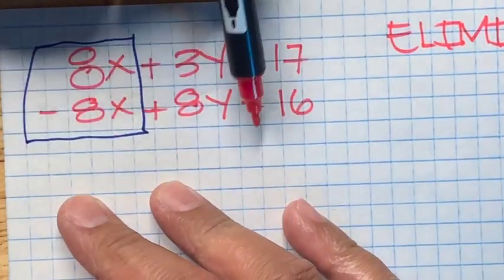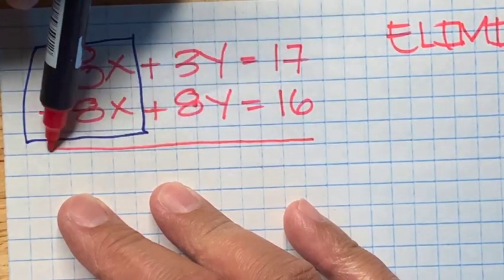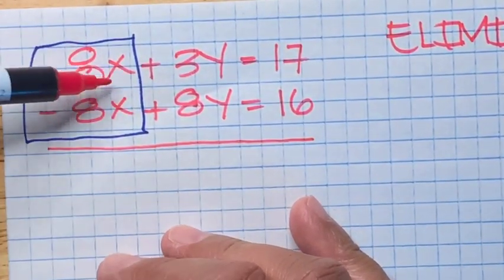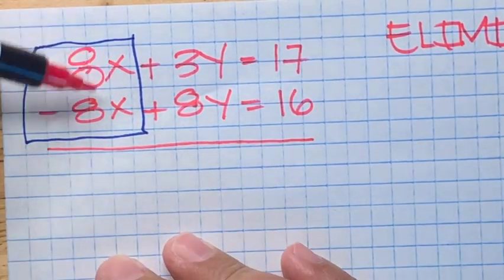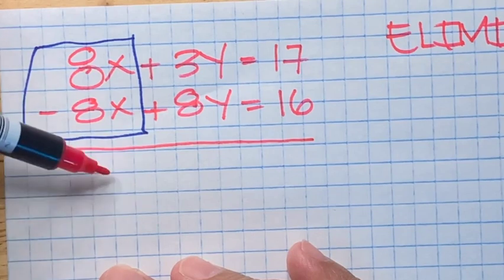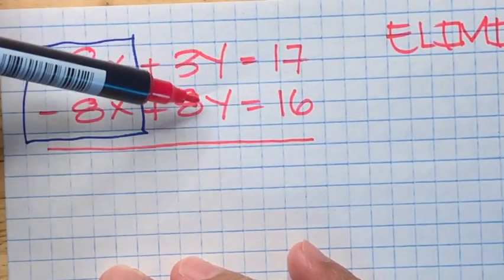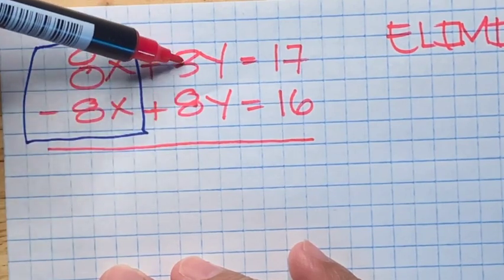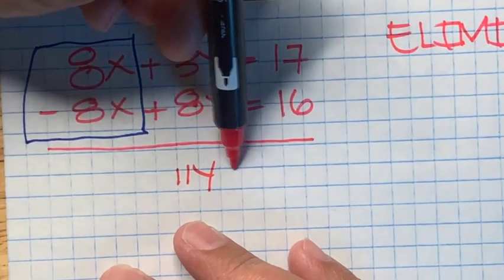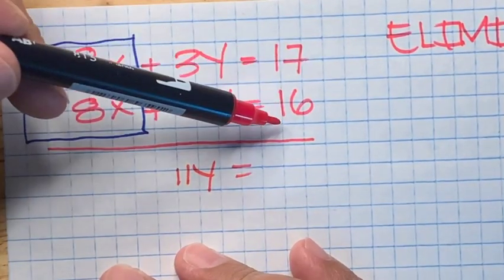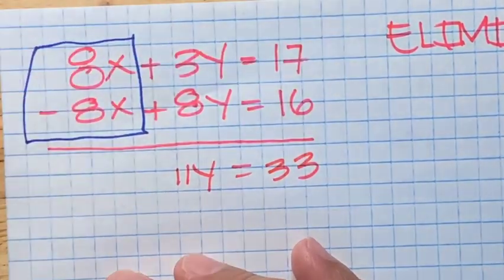The basic way of doing elimination is just by adding. I'm going to draw a line right here. I'm just going to add 8x minus 8x. They eliminate each other, they cancel each other out. They become 0, so I'm not going to put anything there. But I'm going to add these two. I'm not going to change any signs. I'm not going to make this negative. I'm just adding 3y plus 8y is 11y equals, now 17 plus 16 is 33. Did that in my head.